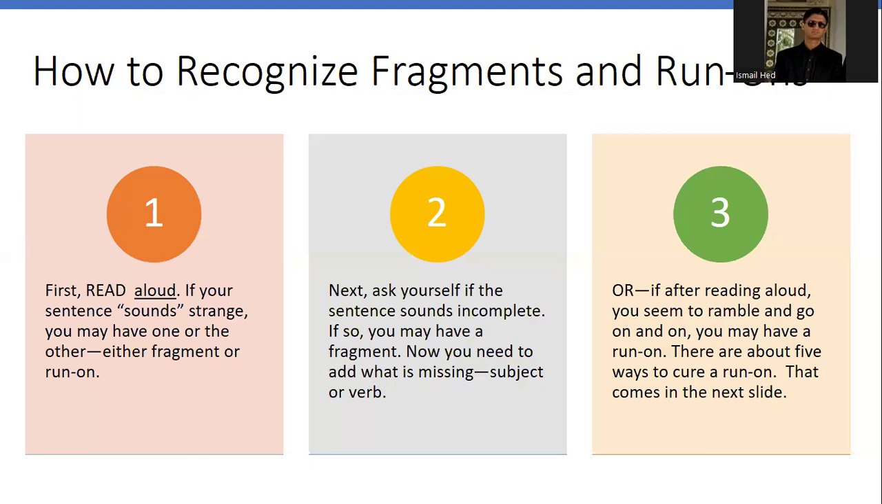So how do we recognize all these? First, read aloud. If your sentence sounds strange, you may have one or the other, either a fragment or a run-on. Next, ask yourself if your sentence sounds incomplete. If so, you may have a fragment. Now you need to add what is missing, a subject or a verb.